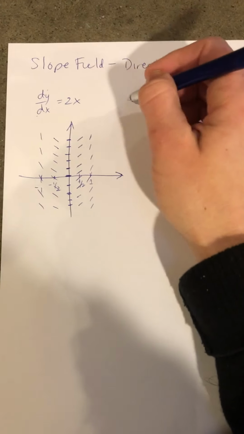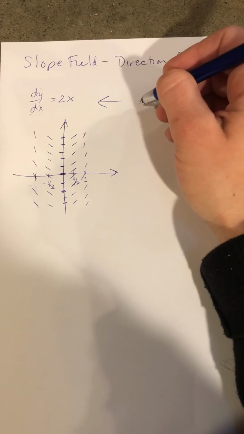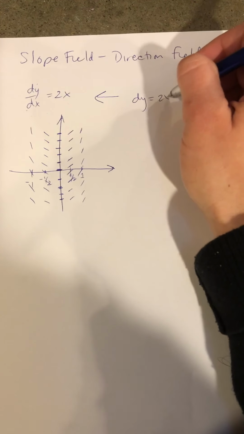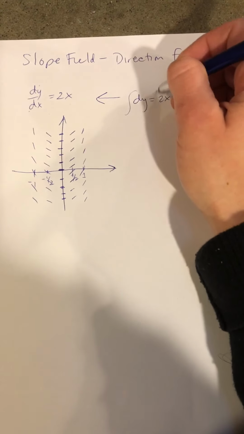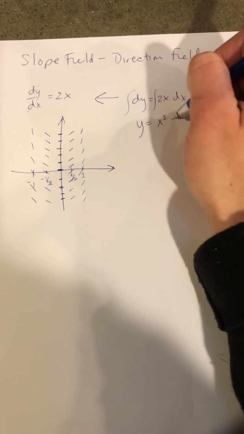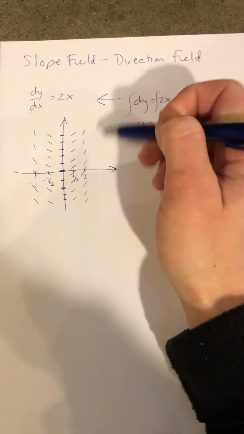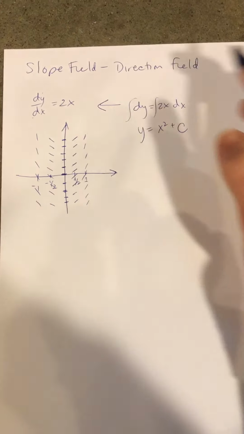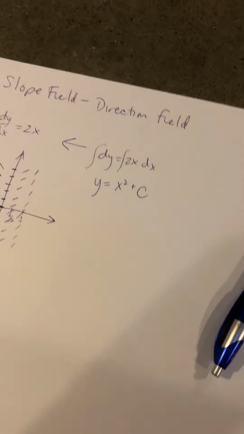Now, this particular differential equation that I gave you is something that's solvable. dy equals 2x dx. If I integrate both sides, I get y is equal to x squared plus c. Can you guys see the x squared plus c's here?